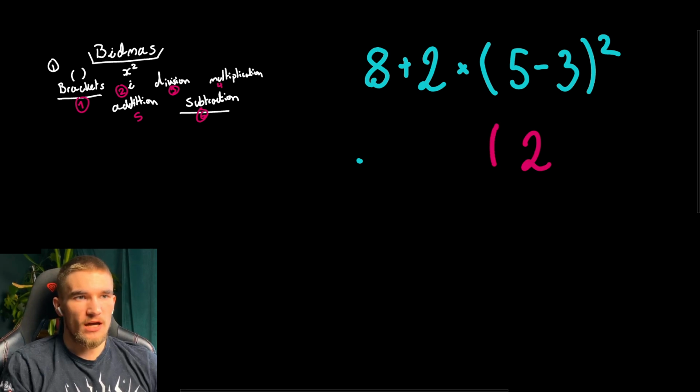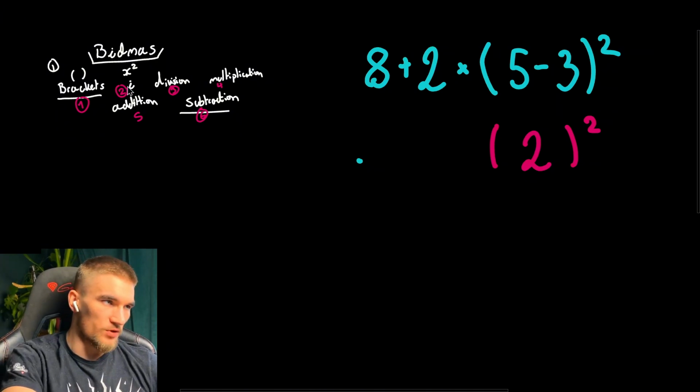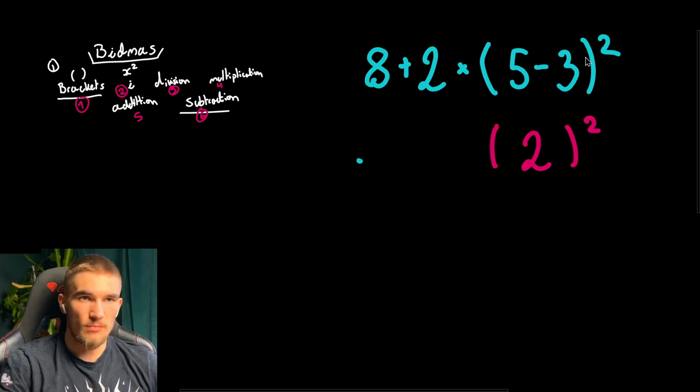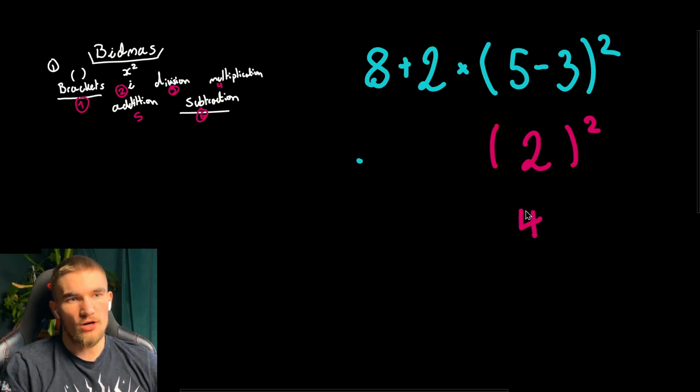And then I also have the squared on the outside. So that's the next thing I'm going to deal with, because that's an indice. It's a power, right? Remember, indices, the I stands for powers and roots. So 2 to the power of 2 is going to give me a 4. So that's what this is going to eventually become.